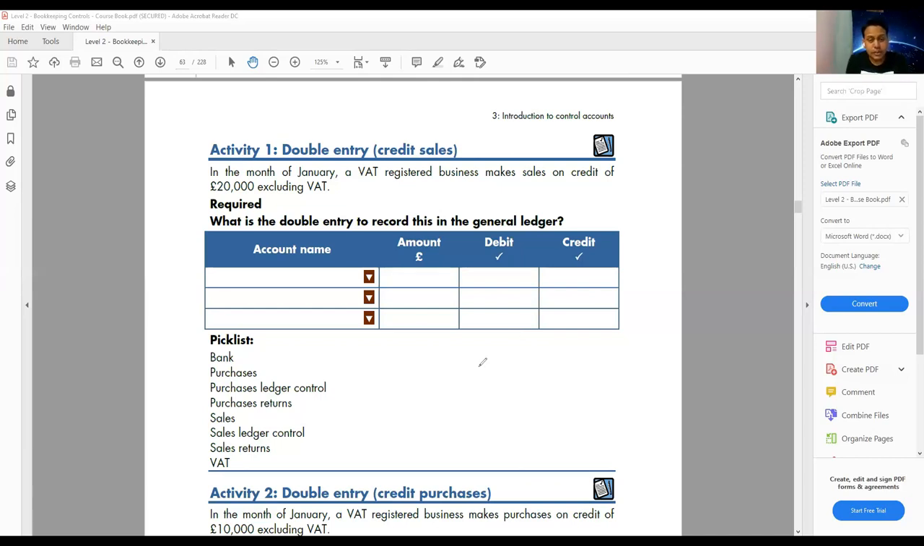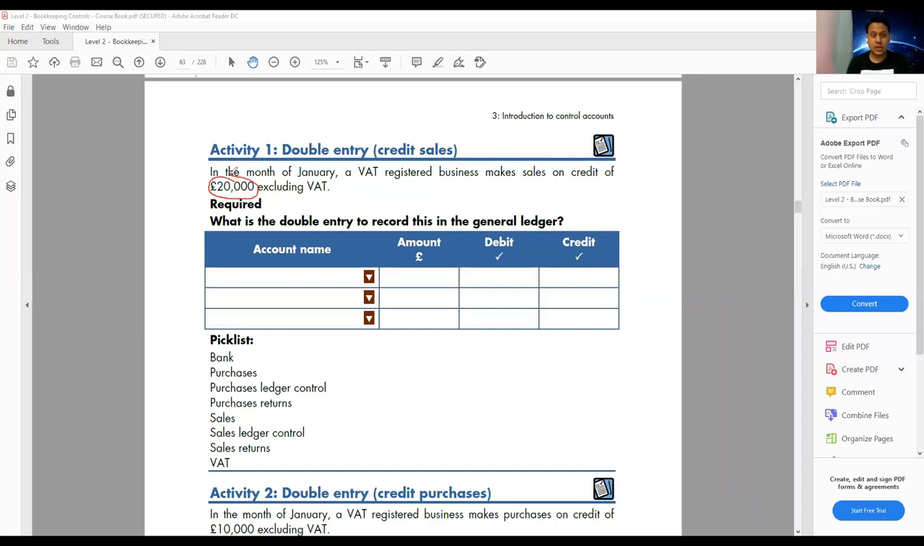In the month of January, a VAT registered business makes a sale on credit of 20,000 excluding VAT. So a VAT registered business, they're making a sale. Credit sale. How much is the amount? 20,000 excluding VAT. That means the VAT is not inside.